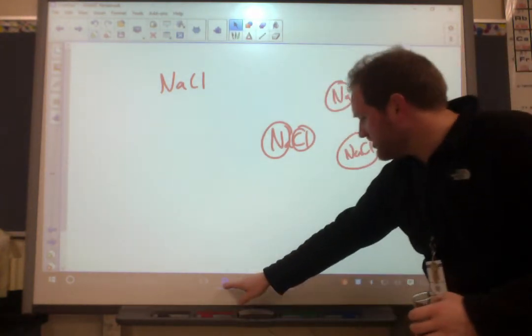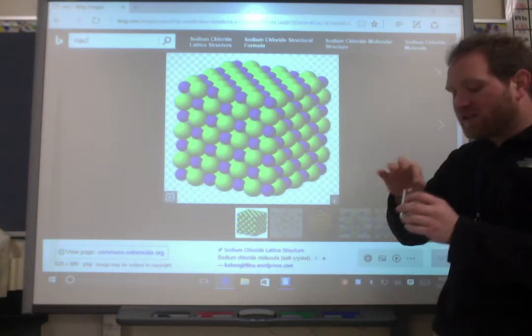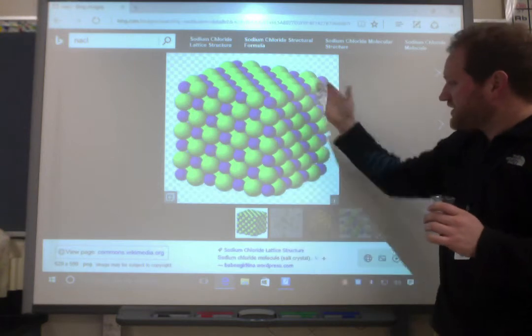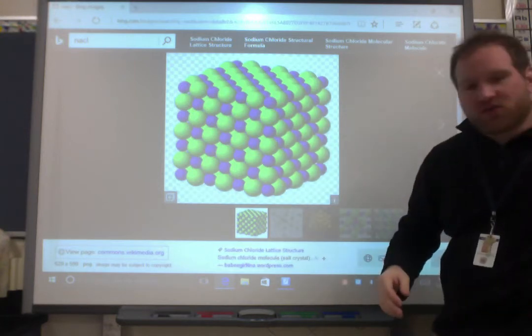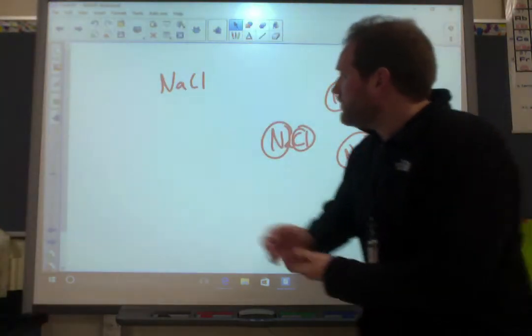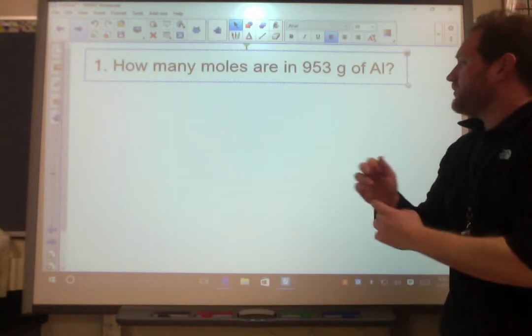And I kind of Googled an image here. This is what NaCl would look like. Now, that's not one individual cube because these are atoms. This would be much too small, but it's this repeating pattern. Okay, so you can either use atom, molecule, or formula unit for that. Okay. Well, let's go through an example here just to start out and see how we do this.